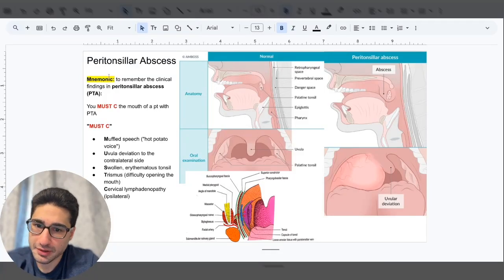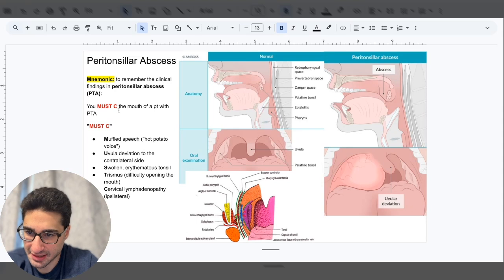Hello everyone, in this video we'll be discussing the clinical features of a peritonsillar abscess. There's a mnemonic that we can use to remember these clinical features. The mnemonic is "must see," so you must see the mouth of a patient with a peritonsillar abscess.